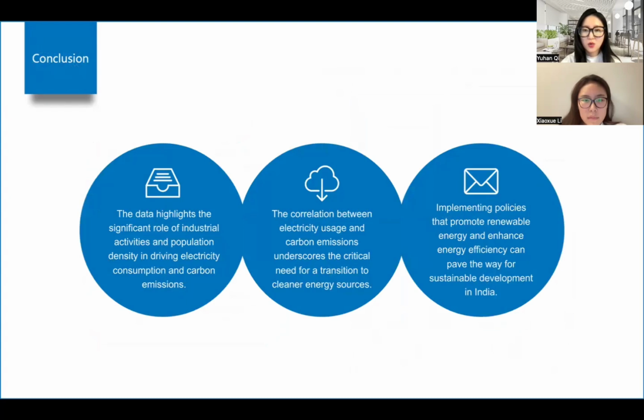In conclusion, our analysis of electricity usage and carbon emission provides valuable insight into the energy landscape of India. The data highlights the significant role of industrial activity and population density in driving electricity consumption and carbon emission. The correlation between electricity usage and carbon emission underscores the crucial need for a transition to cleaner energy sources. Policies that promote renewable energy and enhance energy efficiency can pave the way for sustainable development in India.